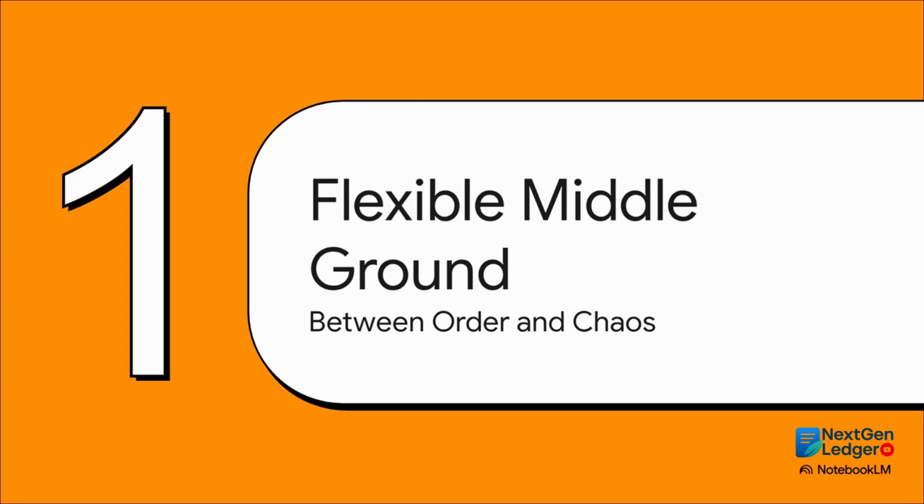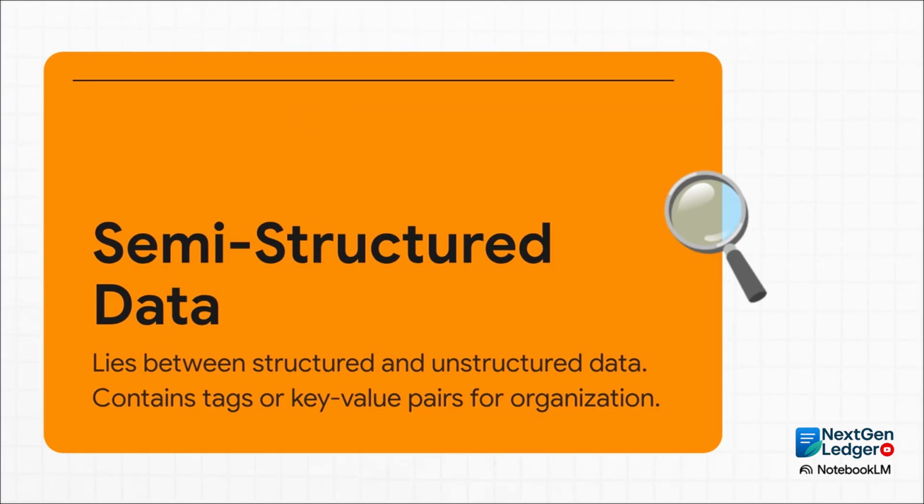So, let's talk about this flexible middle ground. Think of it as the perfect bridge connecting that super organized spreadsheet world with the total chaos of random files. And this sweet spot, the place that gives you the best of both worlds, well, that's exactly where semi-structured data hangs out. At its heart, semi-structured data is actually really simple. It doesn't force you into those rigid tables, but it's not a complete free-for-all either. What it does is use these little clues, like tags or things called key-value pairs, to give itself some organization. This makes it super flexible, but still really easy for computers to read and make sense of.